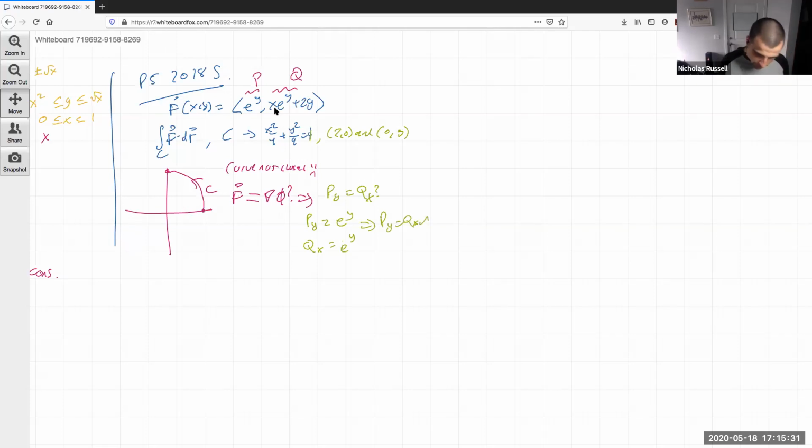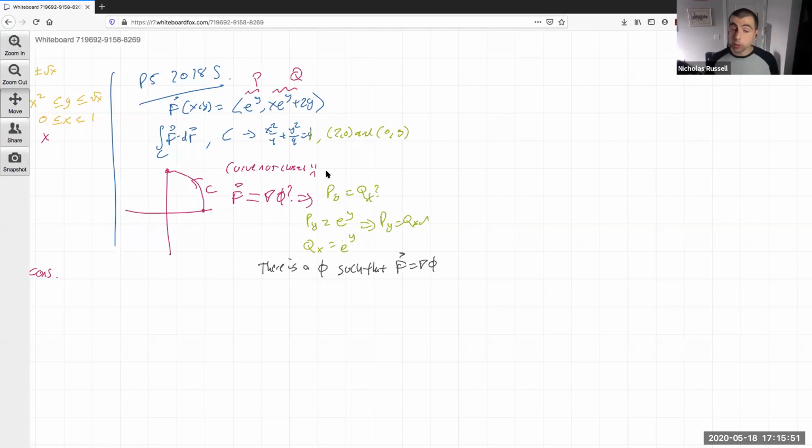And again, what does it mean to be conservative here? A conservative vector field means that there is a potential function such that F is equal to the gradient of that potential function. And now my goal is to solve for that potential function.